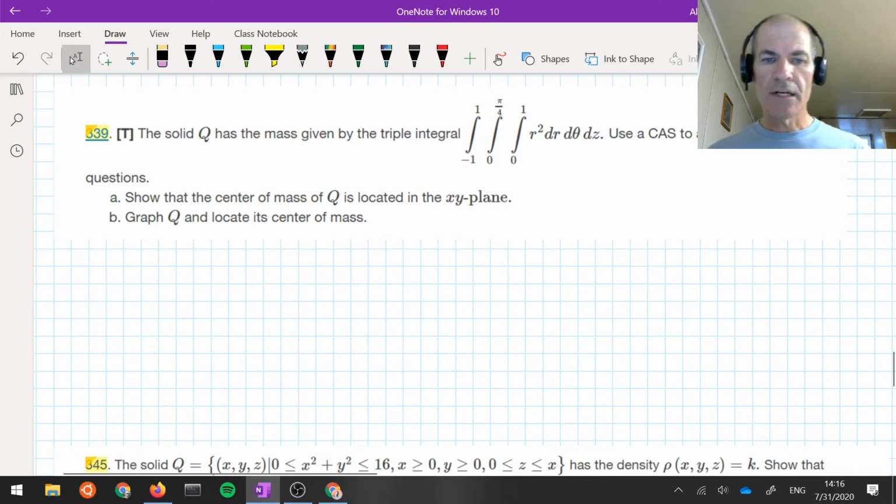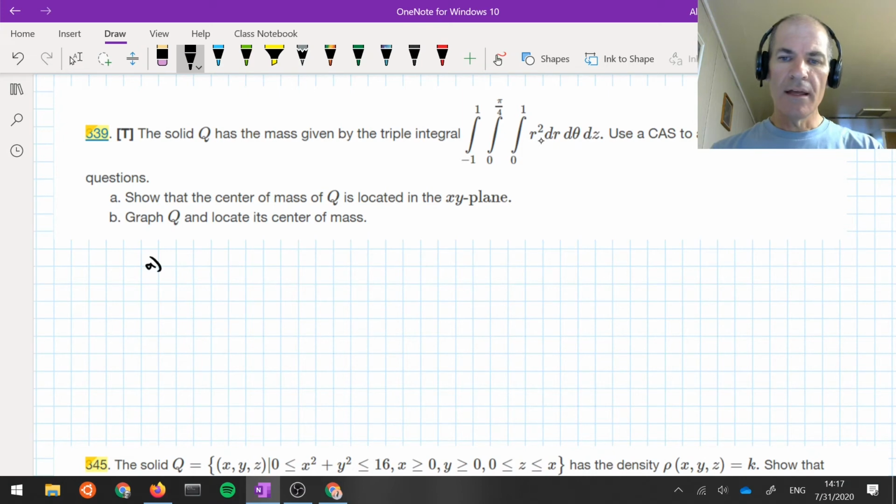We have another solid, and the mass of that solid is given by this expression. This appears to be in cylindrical coordinates. We're going to use Sage to answer the following questions. Show that the center of mass of Q is located in the xy plane, and then graph Q and locate its center of mass. All right, based on this integral, we want to sketch what this figure looks like.